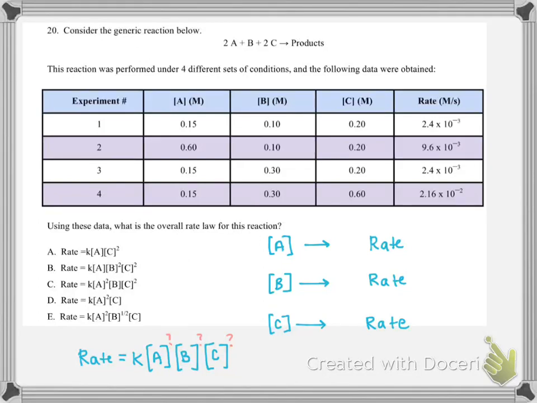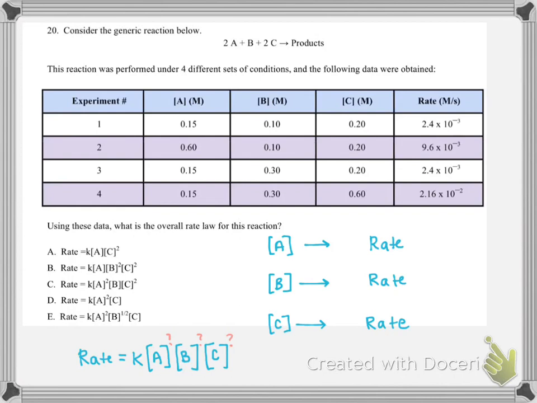Okay, so number 20 is one of these fun problems where they give us the table of data where we watch concentrations of different things change over time, measure the rate, and figure out what the rate law is based on those data. So, we need to figure out what the order is for each of these three reactants by picking two experiments where that reactant has changed its concentration, but the other two stayed the same.